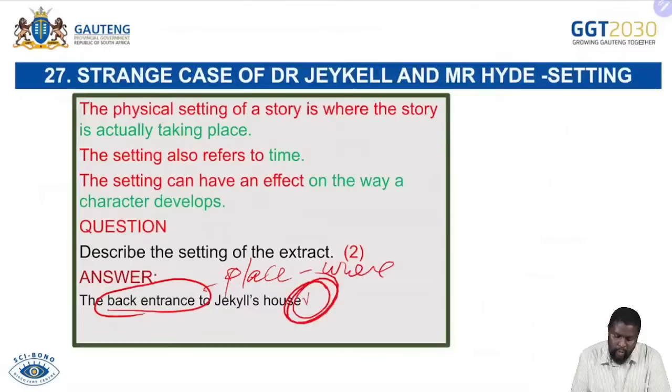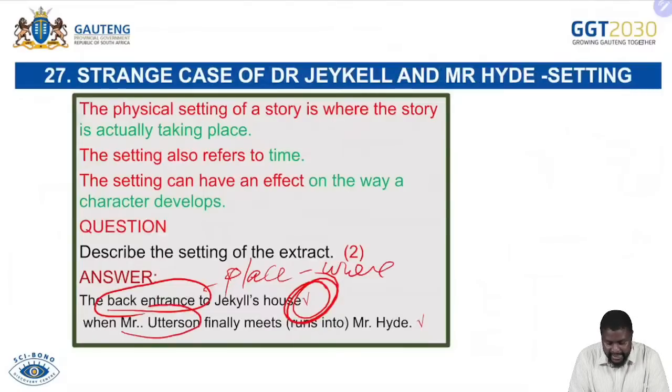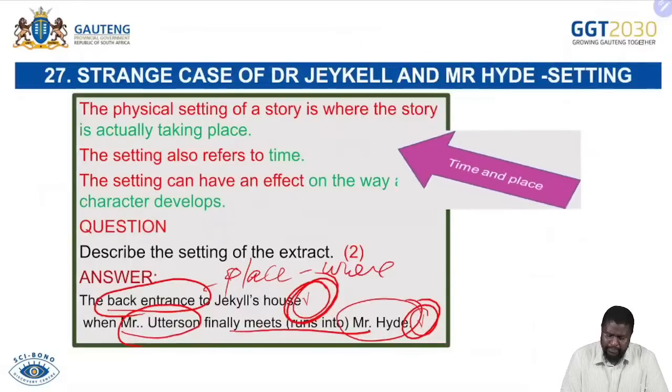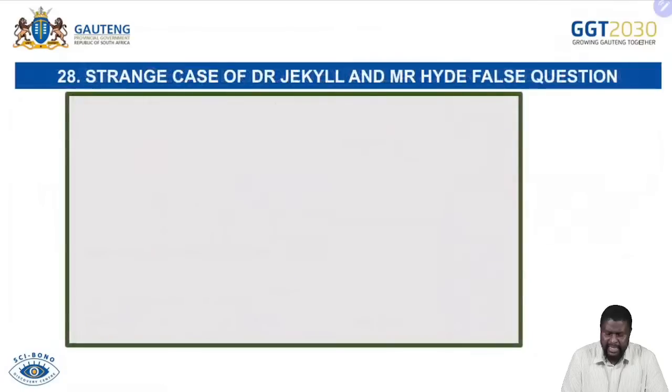That is why there's only 1 mark. So you still have to give us more. When is when Mr. Utterson finally meets or runs into Mr. Hyde. That's where you get the other mark. Again, place and time. You can see the way in which we expect you to answer these questions tomorrow is very clear. So listen, pay attention, follow instructions. It's very easy. Next, time and place. We have done that and we expect 2 marks in these questions tomorrow in all our genres.